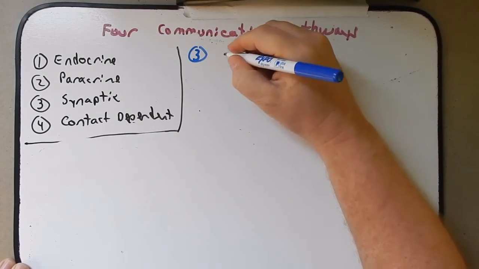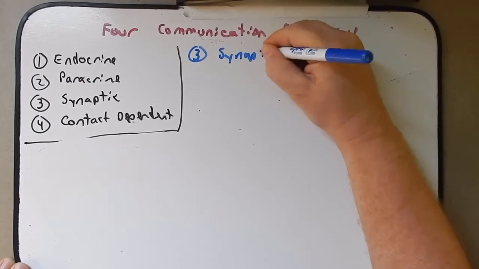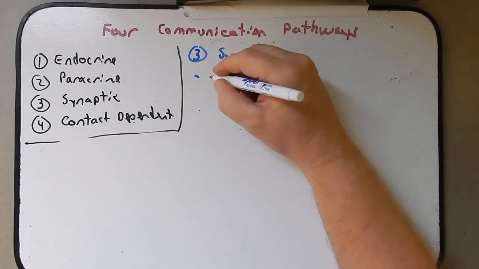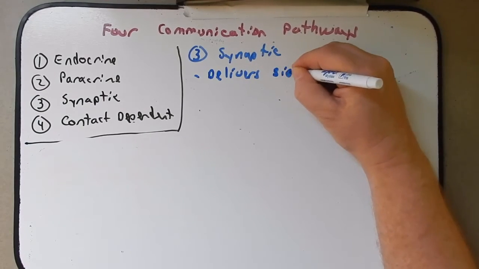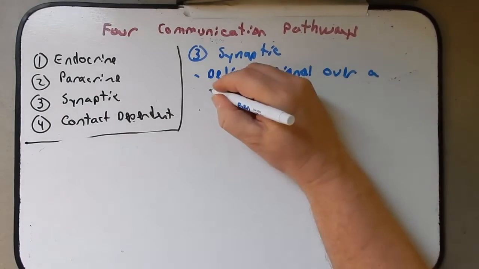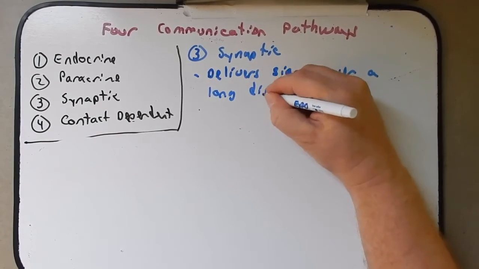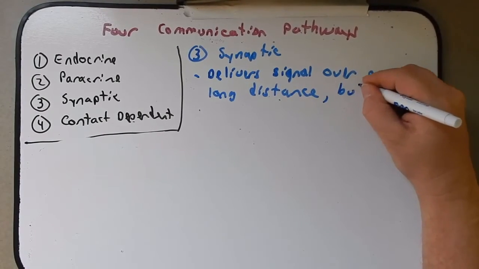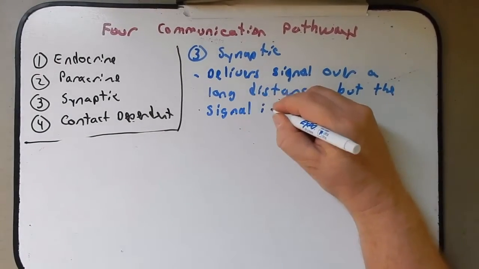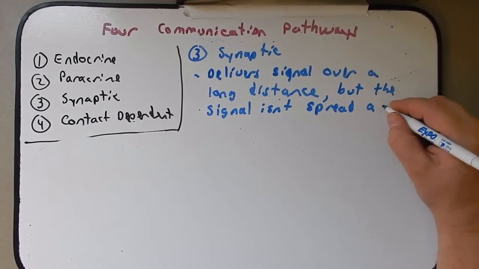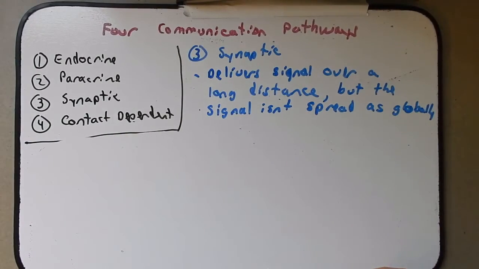Alright, so let's talk about our third one, synaptic. It's similar to the endocrine in that it delivers signal over a long distance. But it's different because the signal that is transmitted isn't spread as globally. Remember, the endocrine, the signal enters the circulatory system and can travel throughout the body. The signal within the synaptic system goes in one direction to one target.